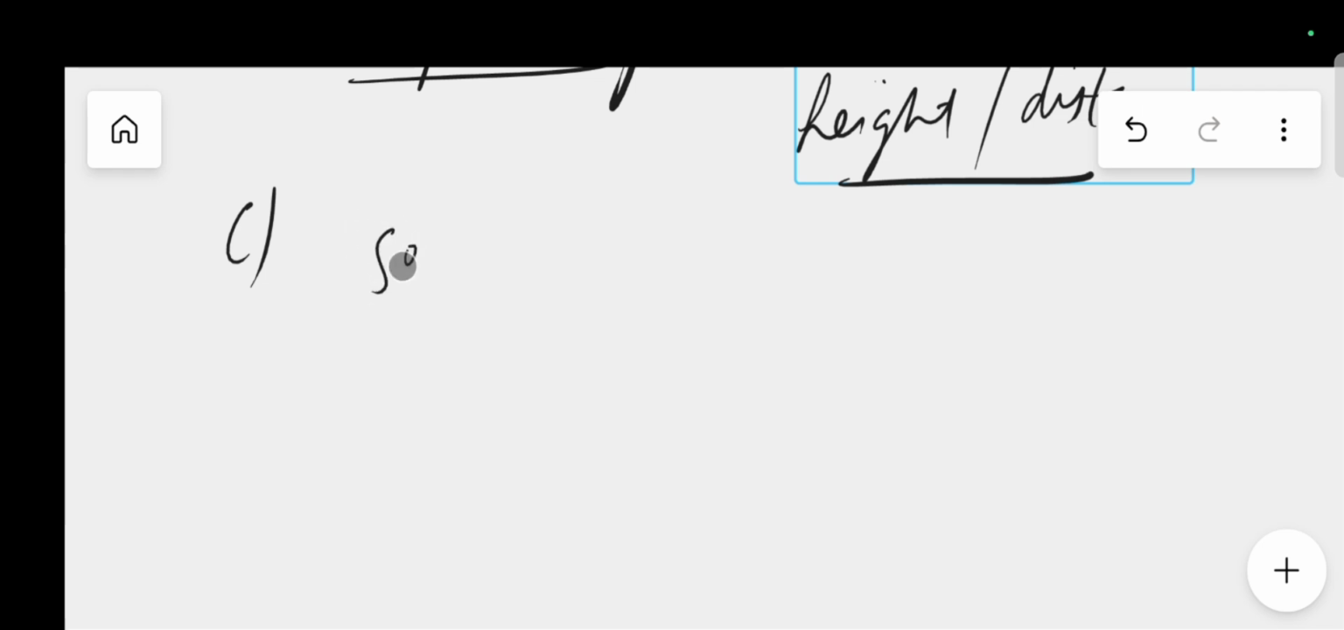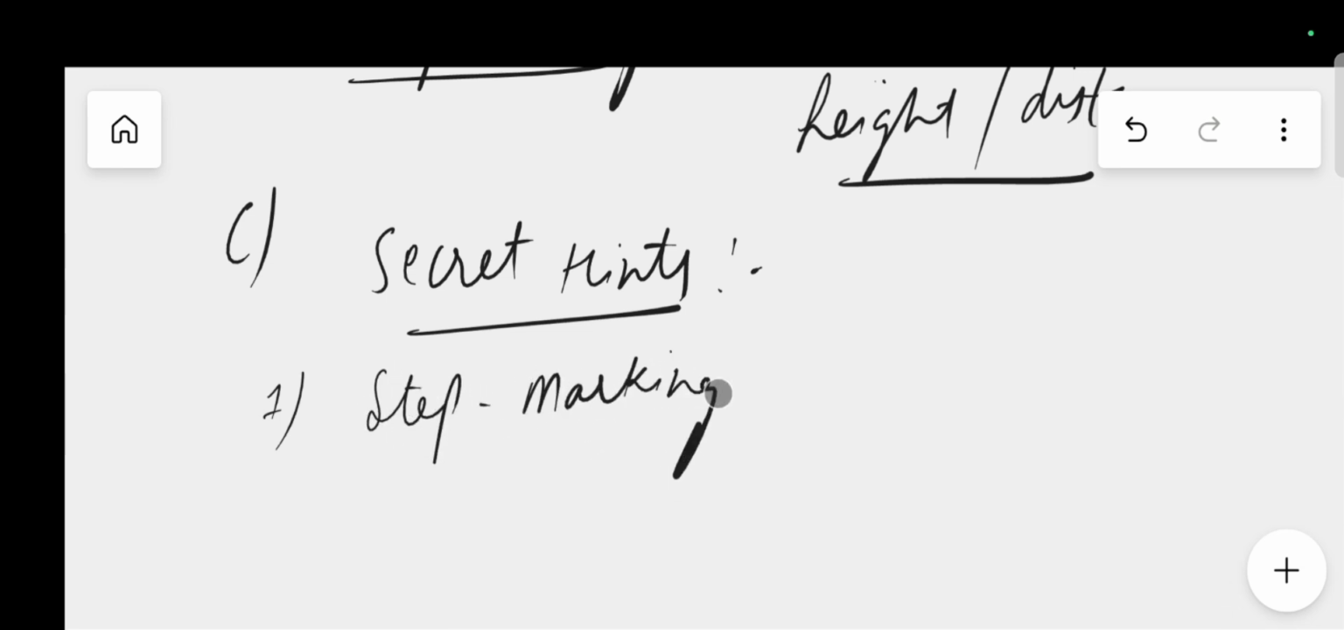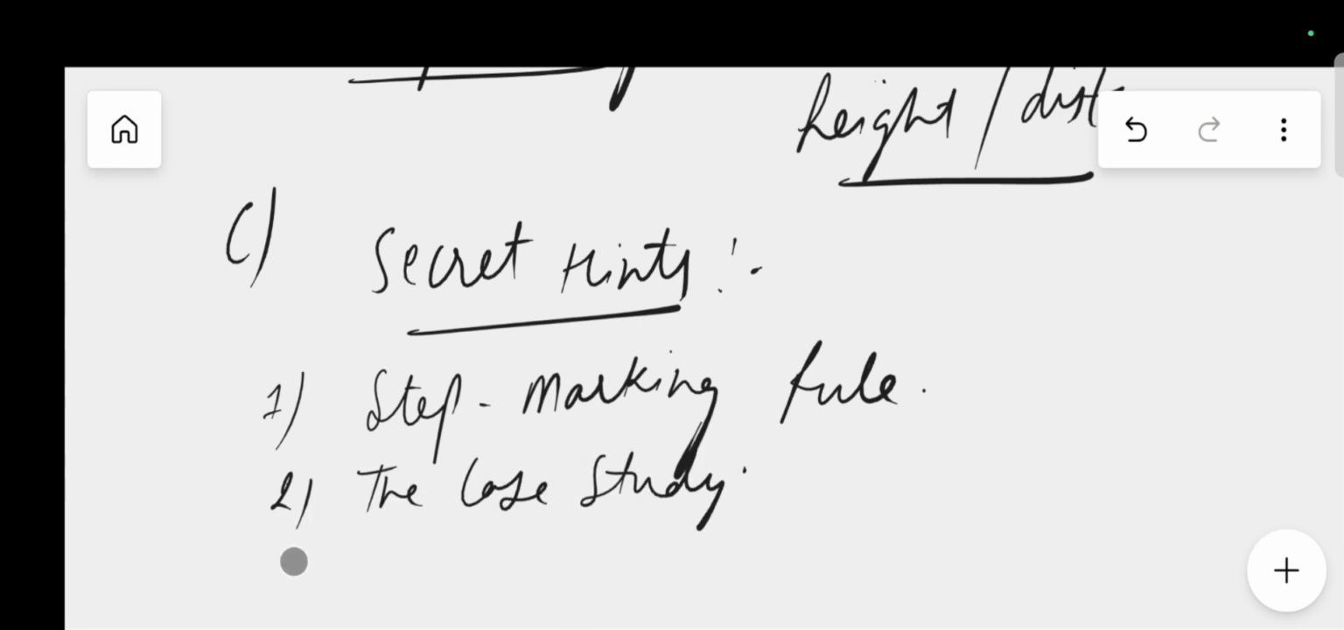Okay. And the last, third one, is my secret hints, you can say. The third category is secret hints. Now I want to give you 3 quick hints that most students forget. First one is the step marking rule. Second one is the case study, and third one is the NCERT foundation. So what is basically the meaning of these three?